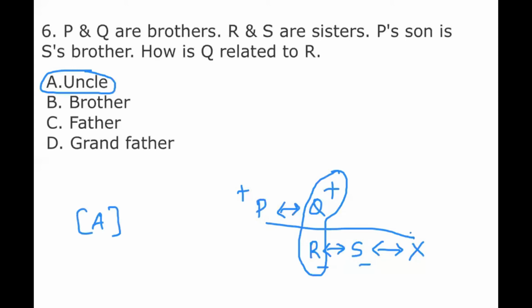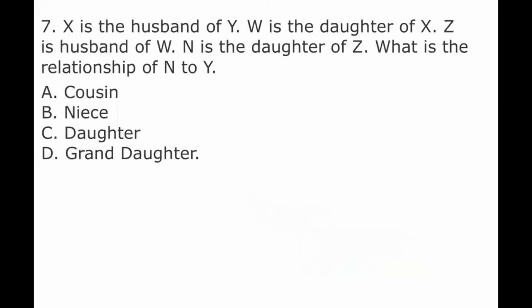Let's move on. Let's look at the 7th question. In the 7th question, he's saying X is the husband of Y. X and Y are couples. X is the husband of Y. X is positive, Y is negative. Now, W is the daughter of X. That means W is the daughter of X, who will bear negative sign. Then Z is husband of W.